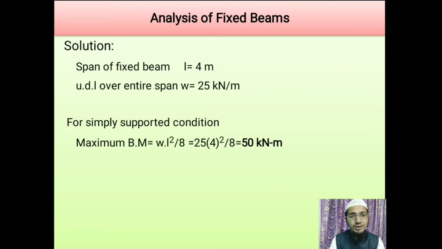So load is given as 25 kilonewton per meter. Span we know is 4 meter. So WL square by 8, we will get the answer as 50 kilonewton meter. This will be the maximum bending moment in case of the simply supported condition.